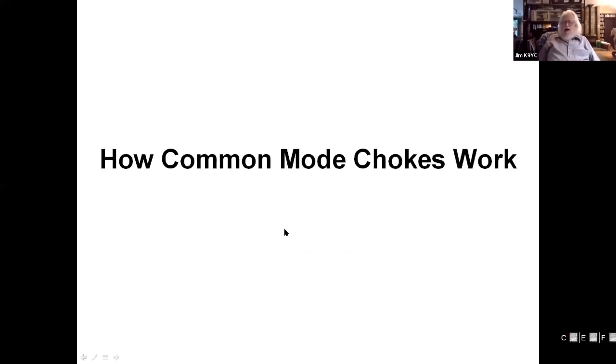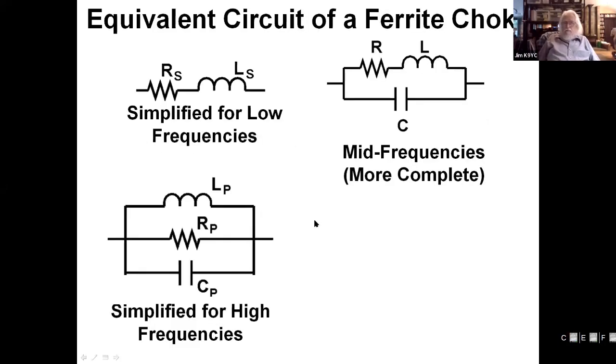So let's talk about how common mode chokes work. These are the equivalent circuits of a ferrite choke. This is what it looks like at low frequencies. So it's resistance and inductance as a series circuit. The simplified circuit at high frequencies is that it's a very simple parallel resonant circuit, and this is the one we are going to think of most.